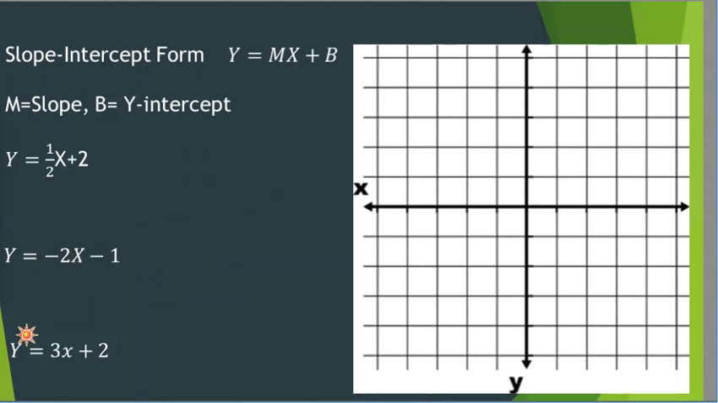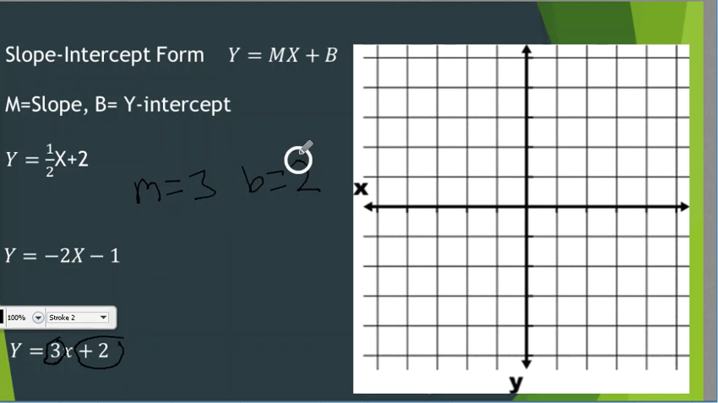Let's go ahead and look at the next one, y equals 3x plus 2. This equation is also already in slope-intercept form. We can see that we have the y on the left side, we have 3x and 2 on the right side. Our x term, 3 times x, has a coefficient of 3. So we know the slope of this line is 3. We know the y-intercept is 2. So the term that's in place of the b is 2.